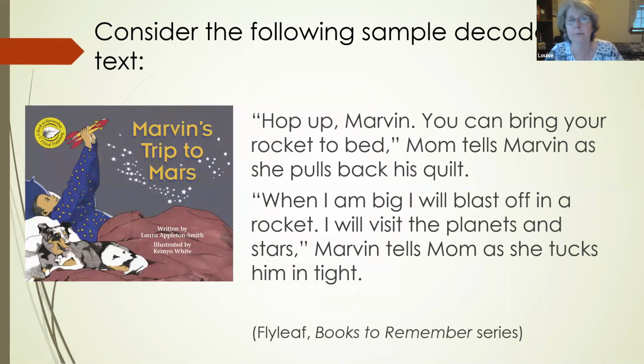So for kids who are really low-level decoders, I found that there weren't enough of the real simple books with just CVC words, but it's great for kids who are at the stage where they're learning to read short vowel words with digraphs and blends and magic E and that sort of thing. So this particular book is working on vowel R, as you can tell, Marvin and Mars. And the text says, "Hop up, Marvin. You can bring your rocket to bed," Mom tells Marvin as she pulls back his quilt.